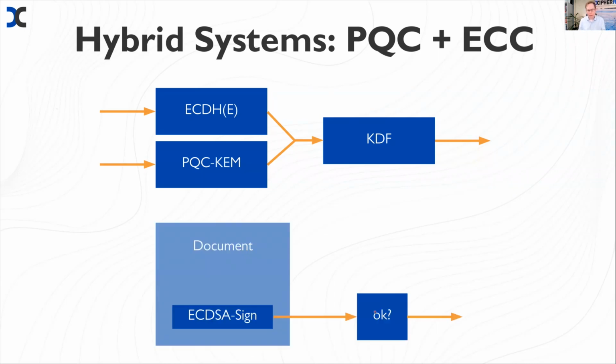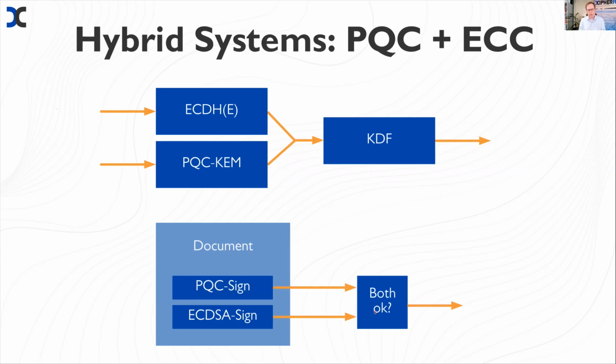The situation is a bit similar with digital signatures. Nowadays you have a document, you attach the elliptic curve digital signature algorithm signature there, and when you receive this, you verify the signature on the message, and if it's okay, you accept it. But in a hybrid system, you also have a PQC signature attached to the same message. You verify both of these signatures, and only if both of them are okay, you accept the signature.